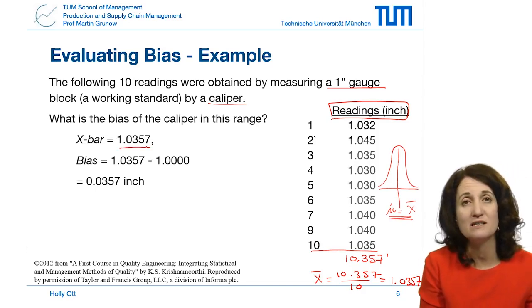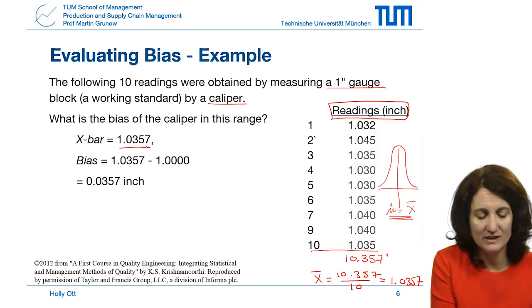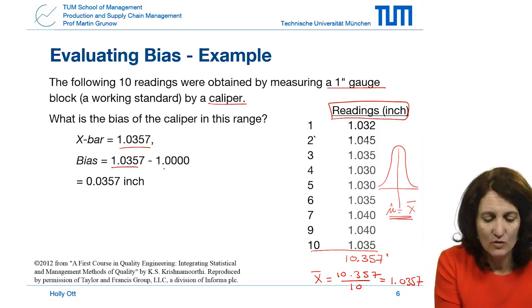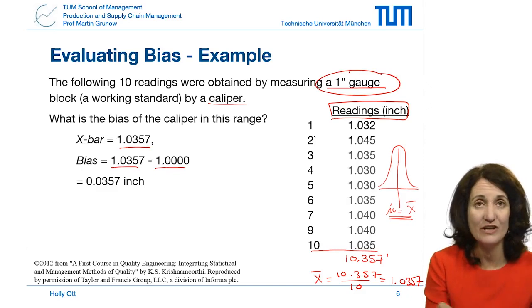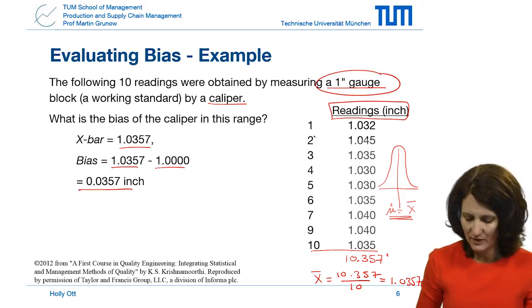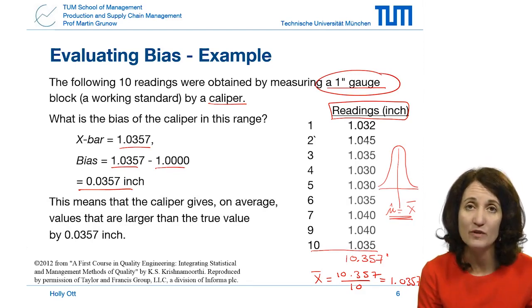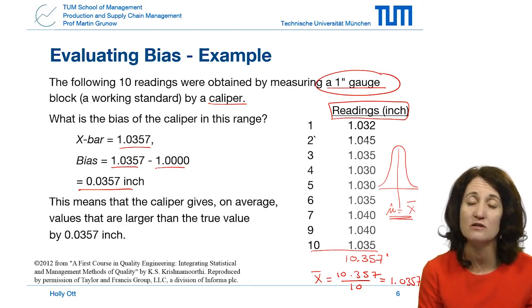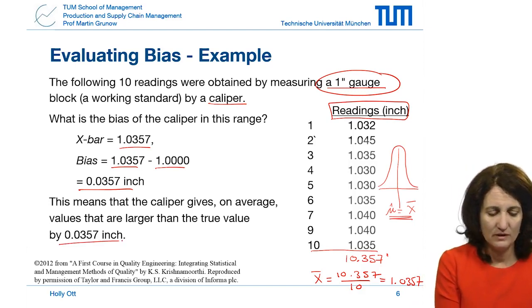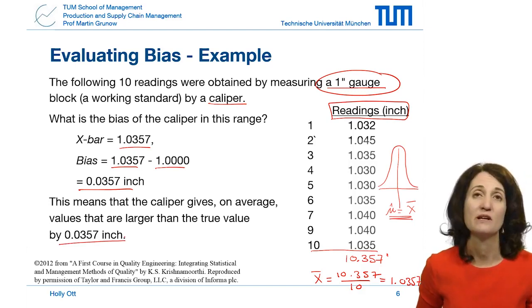So bias is the difference between this measured average and the real value, the true standard value. So we get there, the bias is 0.0357 inch. And this means that the caliper gives on average values that are larger than the true value by 0.0357. So you should be able to calculate bias given a set of measurement values and a standard.